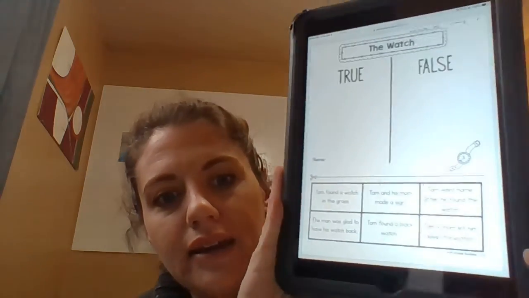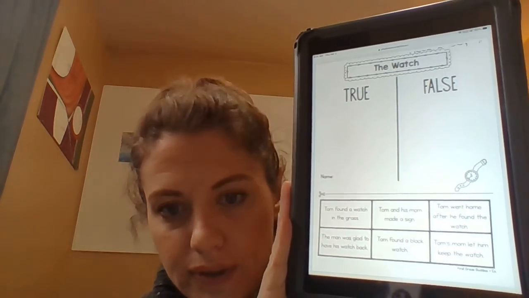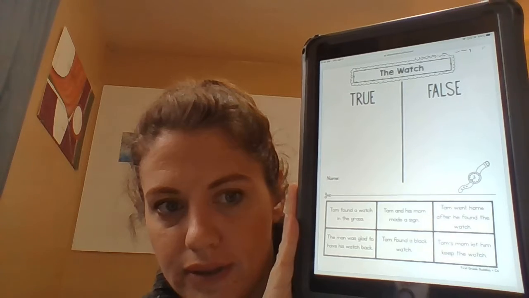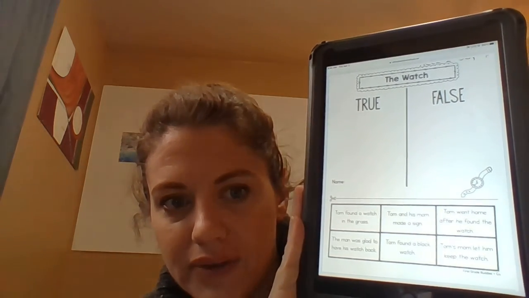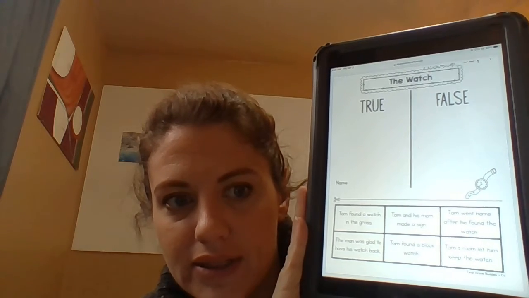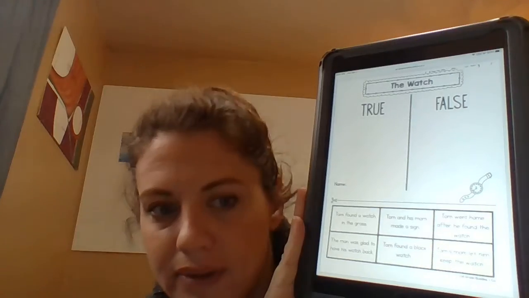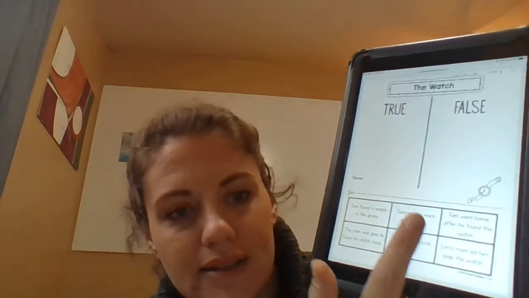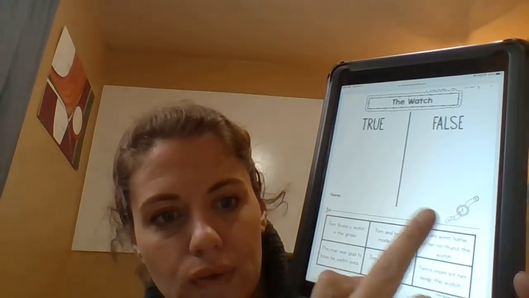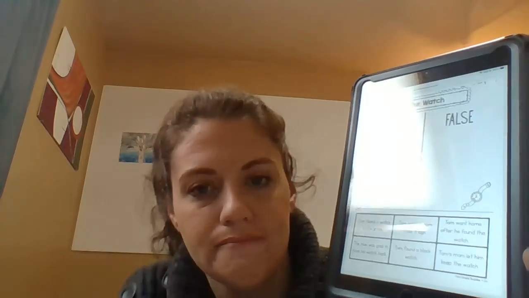Okay, so your page for reading today is, because you only have 2 more pages in reading, this page right here, a cut and glue page. And if you don't have glue, maybe you could just sort it and lay it on top and figure it out that way, or use tape. Tape works too. But what you do is read the sentence and then decide based on the story, The Watch, what side does it go into? Is it true or is it false?